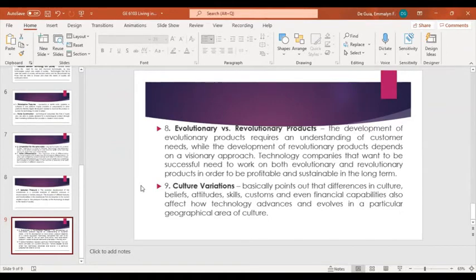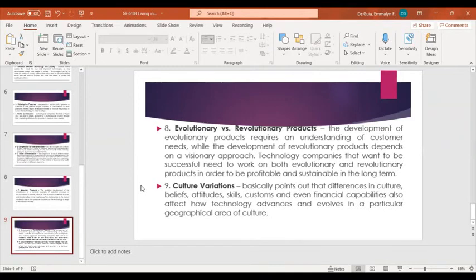And lastly is culture variations. This points out that differences in culture, beliefs, attitudes, skills, customs, and even financial capabilities also affect how technology advances and evolves in a particular geographical area or culture. Okay, so take note that technology addresses the needs of the community, and hence technology is part of our culture. It also depends on the geographical area of the culture.